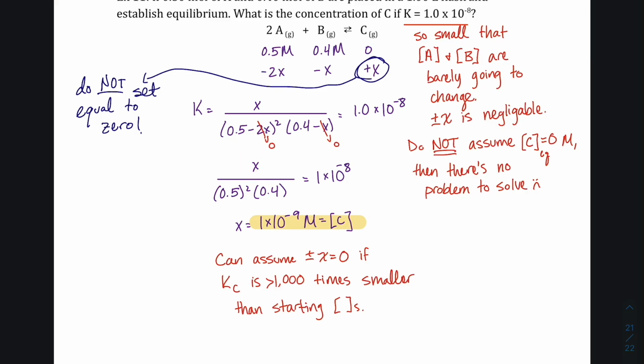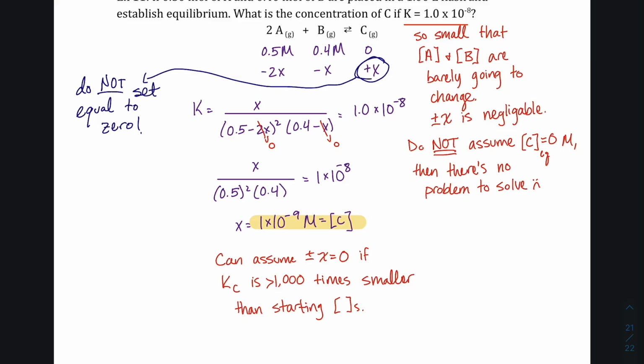Really important, I see this a couple times, do not set X equal to 0 for C. Then you will get 0 and nothing will change. You should have an answer to this problem and you need to end up with a number. So in this case, when you solve for X, you do not want it to be 0, but we should get something very close to 0 because very little product is being made. And I ended up getting 1 times 10 to the negative 9 molarity, which is the concentration of C.